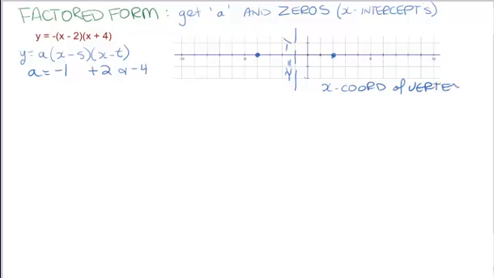And when you know the x-coordinate of the vertex, you can determine the y-coordinate of the vertex by simply substituting into the equation the value of x equals negative 1 and solve for the y-coordinate. Our equation, y equals negative. I'm going to substitute where the x is the value of the x-coordinate of the vertex, which is negative 1.